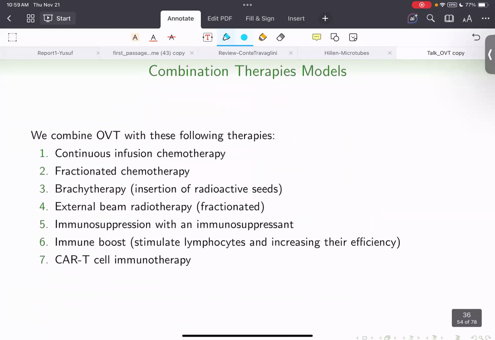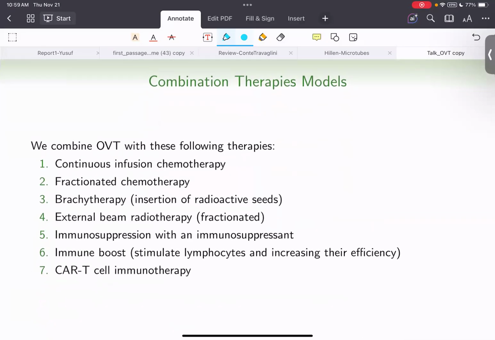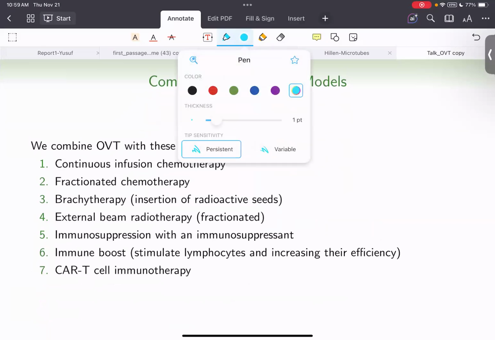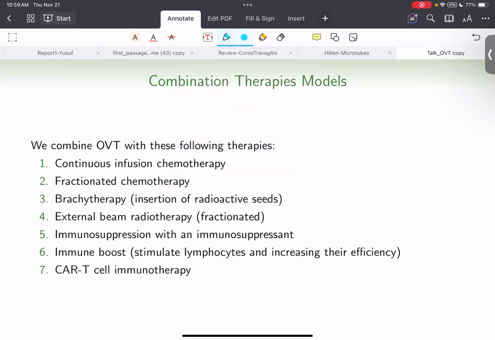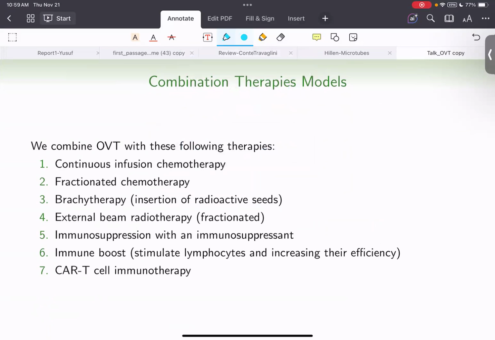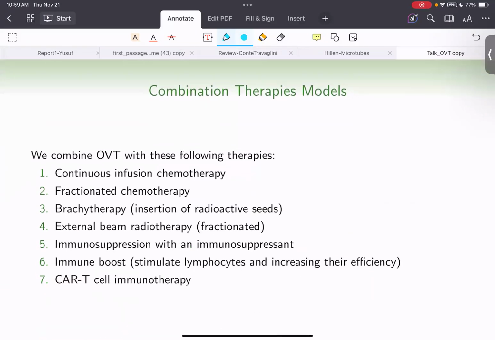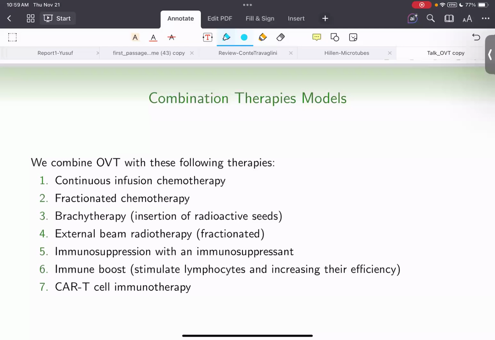And now we look at therapies. So Morgan looked at 7 therapies together with oncolytic viral therapy. Because as we know, as I said earlier, in 21% of the cases it works, which means in 80% it does not work. But maybe we can boost it by using combination with other treatments.